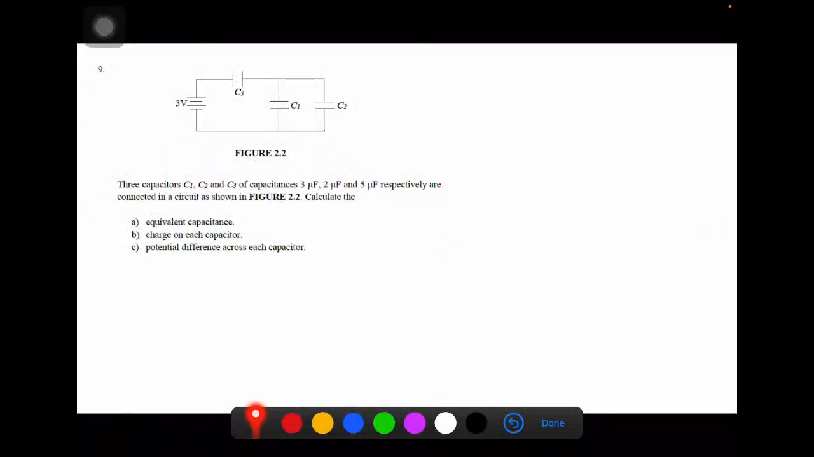Question number 9. This one is one of the common questions as well. They give you something like a real life situation where you have a circuit with a power supply, a working circuit. The 3 capacitors, they give you all the values, connected in a circuit as shown in figure 2.2. Calculate the equivalent capacitance. This one is actually quite easy. You can solve it directly. But again, I strongly suggest you to redraw. This method applies for this chapter and the chapter on resistors. So you try to simplify the circuit here.